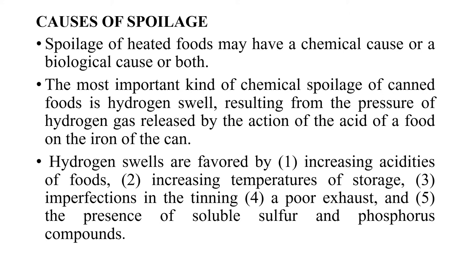So as we are seeing about the causes of the spoilage, the cause of the spoilage of the canned food can be either chemical, biological, or the combination of both. And the most important type of the chemical spoilage is the hydrogen swelling, which results from the pressure of the hydrogen gas which is released by the action of the acid of a food on the iron of the can, and it is usually favored by the increasing acidities of the food, increasing temperature of storage, imperfections in the tinning process, poor exhaust condition, and also the presence of the soluble sulfur and the phosphorus compounds.